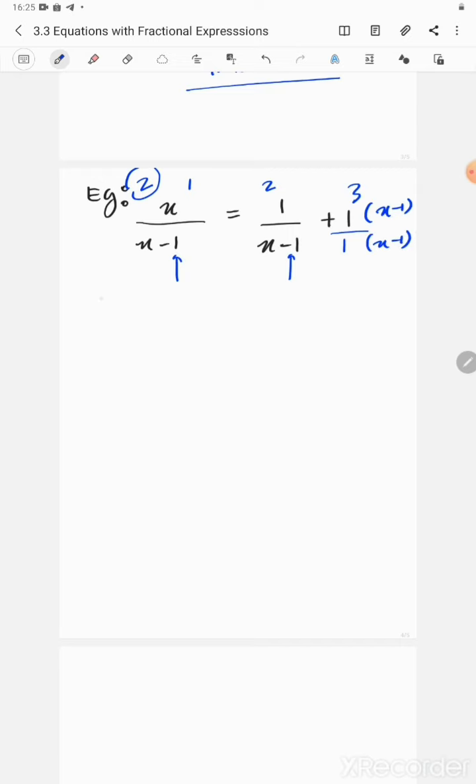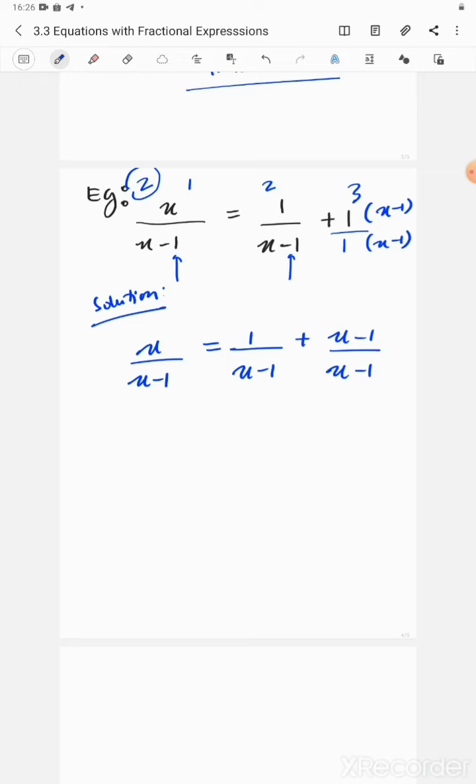So you have to multiply this term with x minus 1 for numerator and denominator. So solution: x over x minus 1 equal to 1 over x minus 1 plus 1 multiply by x minus 1, we get x minus 1 over x minus 1. Now you see they all have the same denominator. We call this the LCD, the least common denominator. Common means the denominators must be the same, the smallest one. Then we just combine.